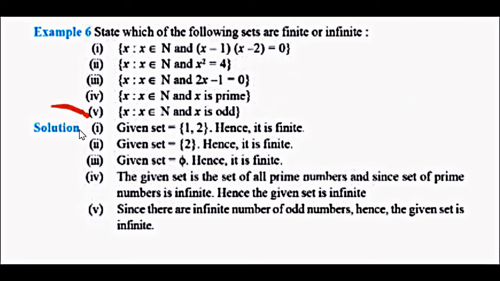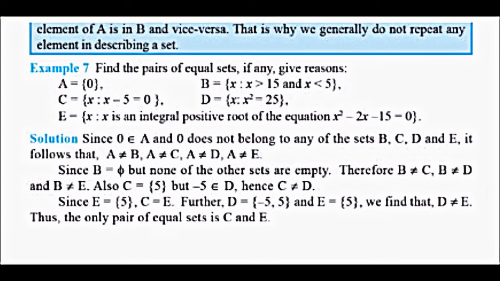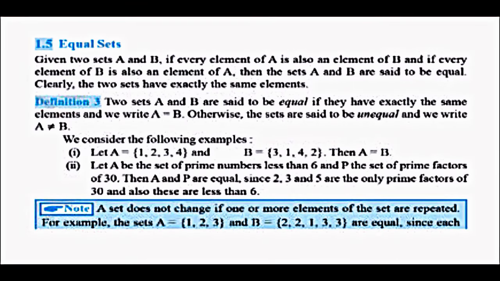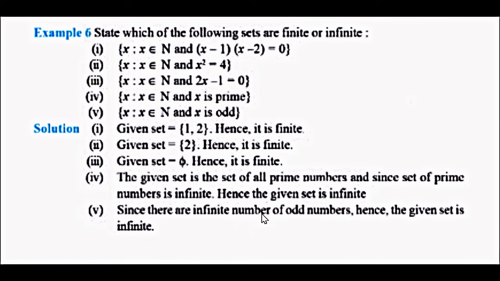Right? Let us come down to this fifth one. x such that x belongs to N and x is odd. Can you tell me what the answer is? The answer would be, it is again an infinite set. If you say odd, 1, 3, 5, dot dot dot, it goes up to infinity. We will not be able to stop at all. This is true with the even numbers also: 0, 2, 4, and it goes up to infinity. So these are infinite sets.